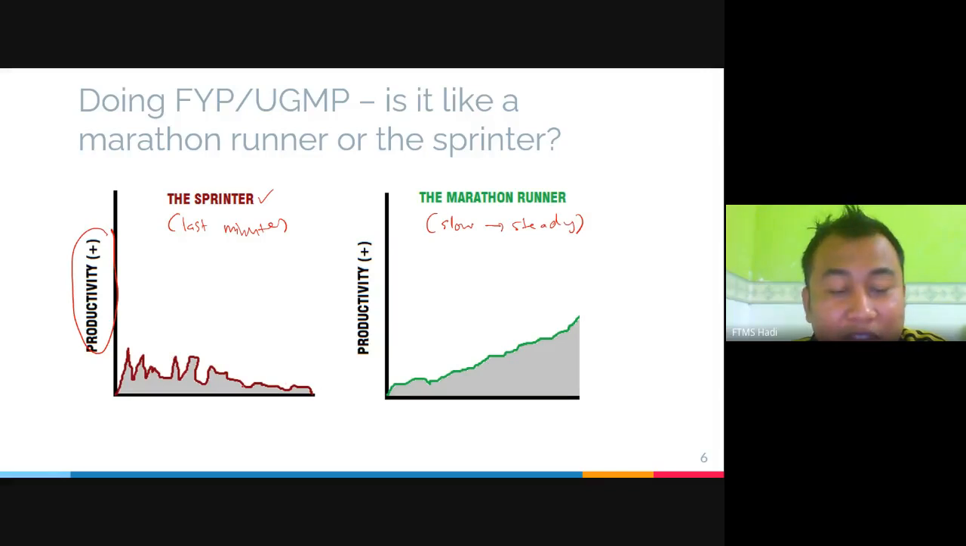The productivity will go down. So it goes like a sprinter. A sprinter will go fast first, and then later on they will be tired at the end. So I do not encourage doing things last minute, because the approach is like a sprinter, which is not healthy. But for a marathon runner, this is the very good one, because it will increase productivity and momentum.